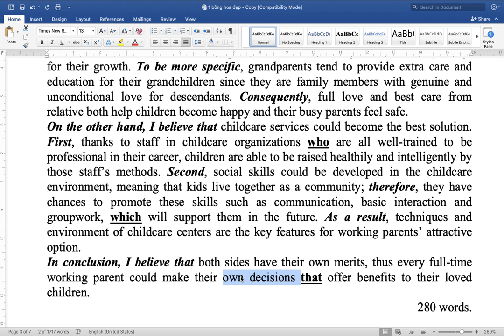So you can see that using relative clauses is very popular when we write in Task 2 because it helps us to show our grammatical range and use this with accuracy. Alright. So you can practice more and then you can use that.